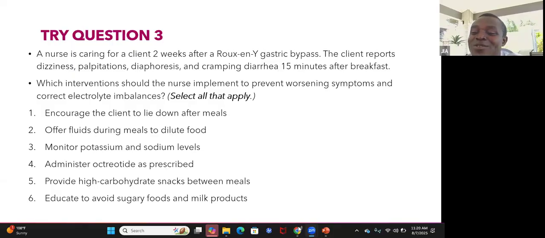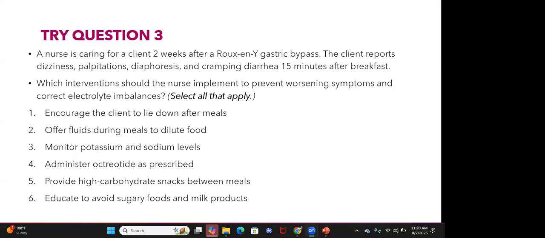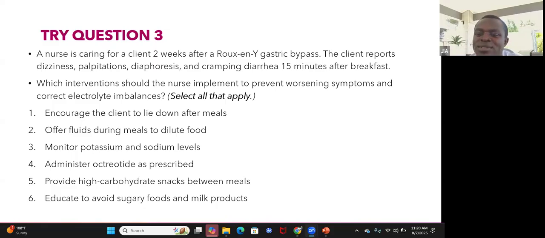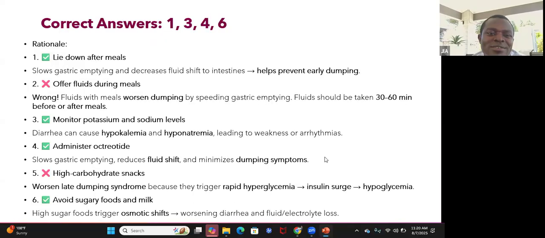If they want it to be wrong, they can say something like encourage patient to lie down after 1 hour. When you see those things, they are trying to garnish a wrong answer, because you don't lie down after 1 hour. You lie down right after eating for 30 minutes to 1 hour. So always pay attention to the words they use in questions, otherwise you'll be tricked. Don't let anything trick you.